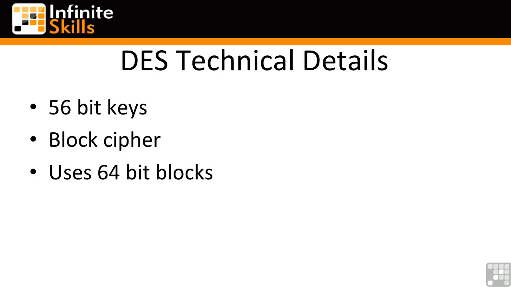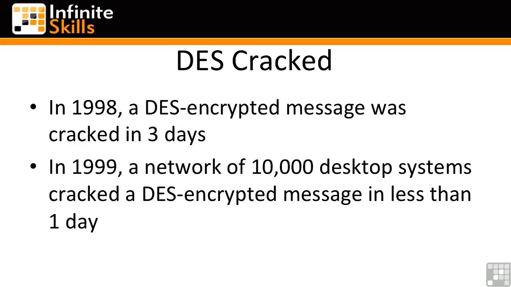So what is DES and how does it work? It uses 56-bit keys rather than a stream cipher. It's a block cipher, and it uses 64-bit blocks. In 1998, DES was effectively broken when a DES encrypted message was cracked in 3 days. A year later, a network of 10,000 systems around the world cracked a DES encrypted message in less than a day. And it's just gotten worse since then, with modern computing power being what it is.